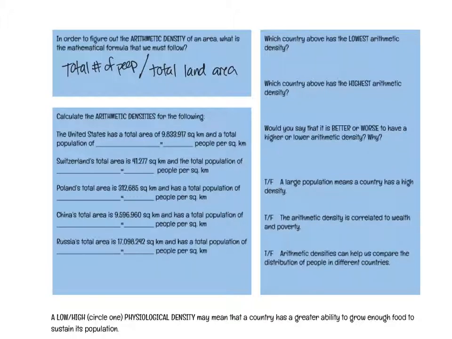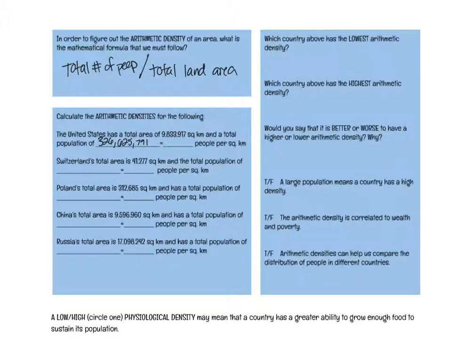So we'll do the first one together. The total population of the U.S. was 326,625,791. Okay, so that was the total population.